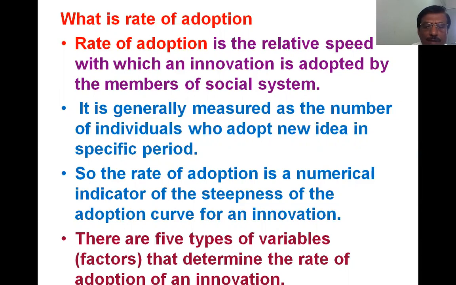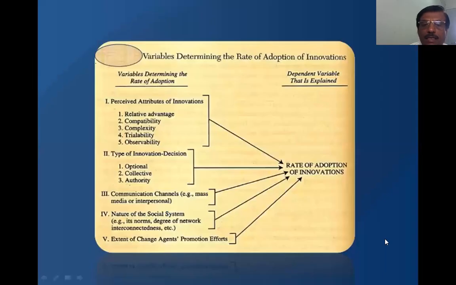There are five types of factors or variables that determine the rate of adoption of innovation. There are mainly five factors that influence the rate of adoption. Let us see what those factors are. Here are the factors, the variables determining the rate of adoption.